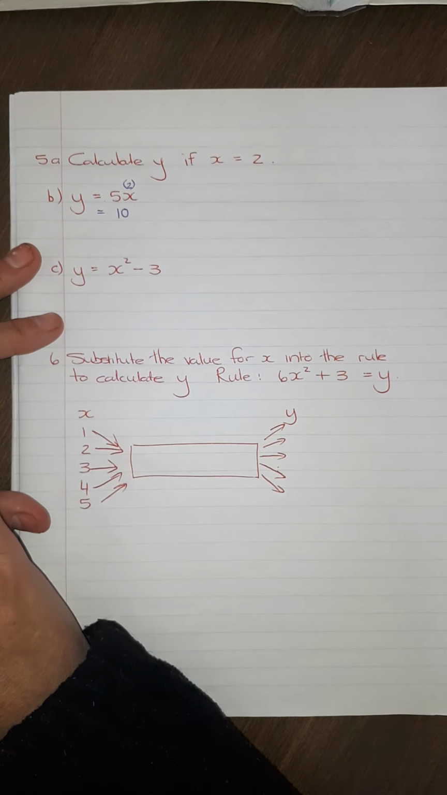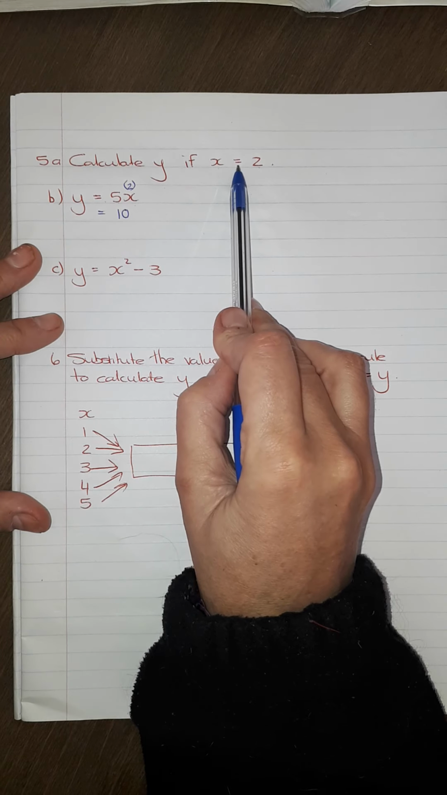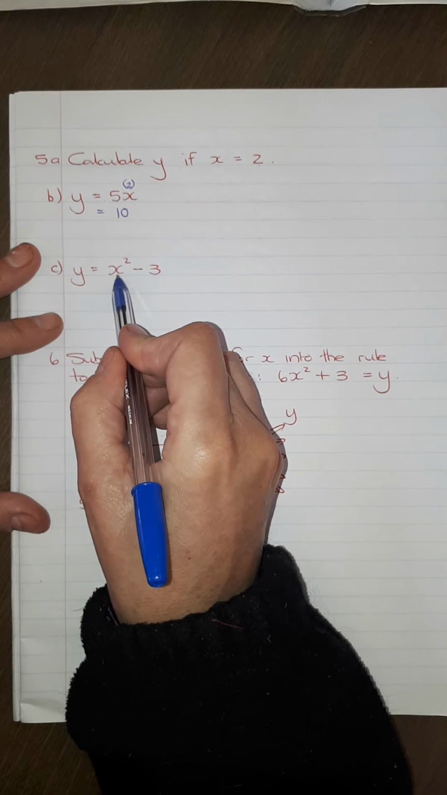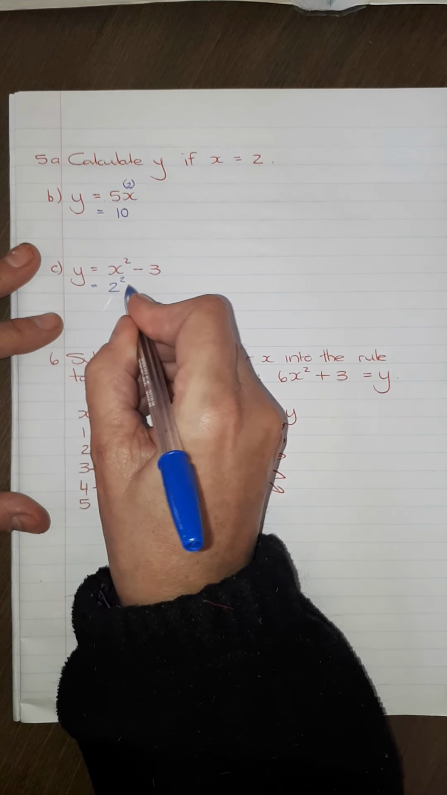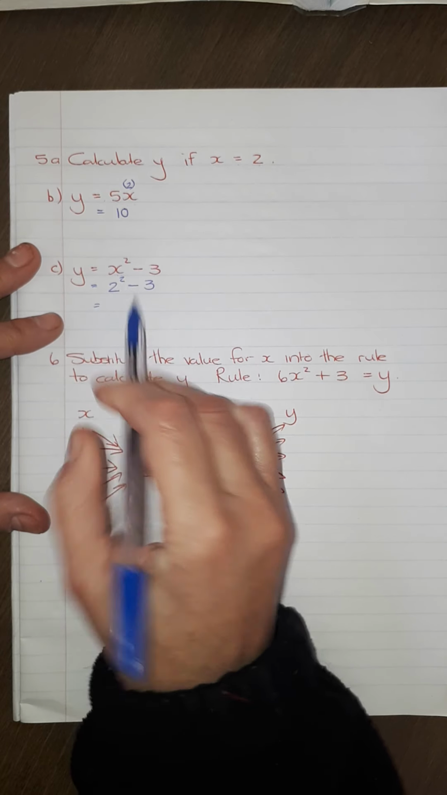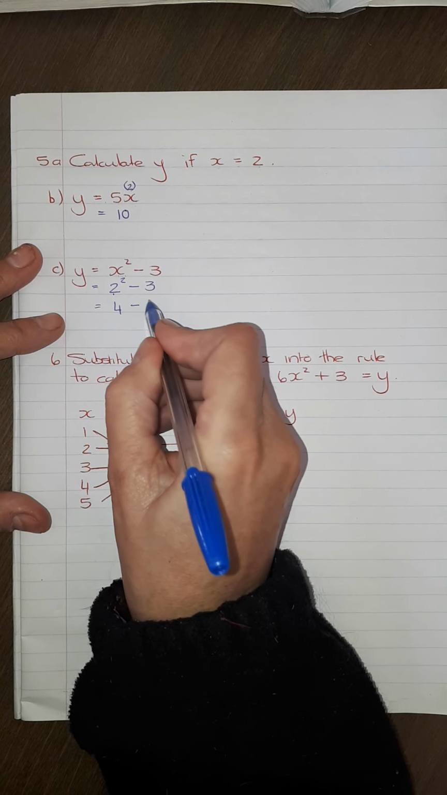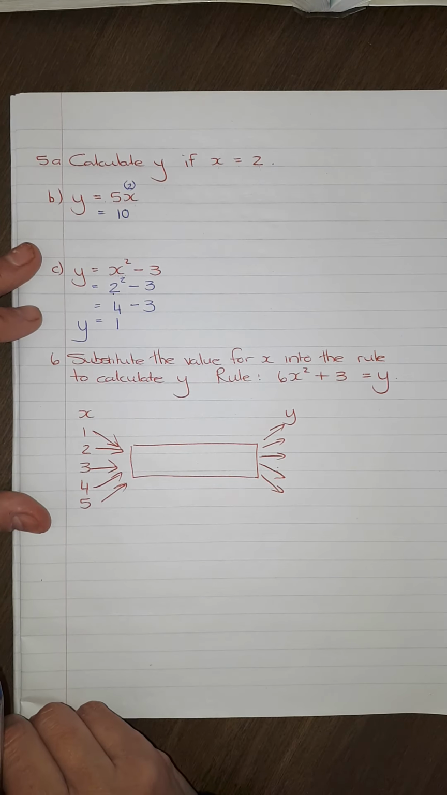That's my answer. Now over here, once again, I take my 2. X is equal to 2. I substitute my x with a 2. Then I end up with 2 to the power of 2 minus 3. 2 to the power of 2, 2 times 2, 4, minus 3, 1. Y equals 1.